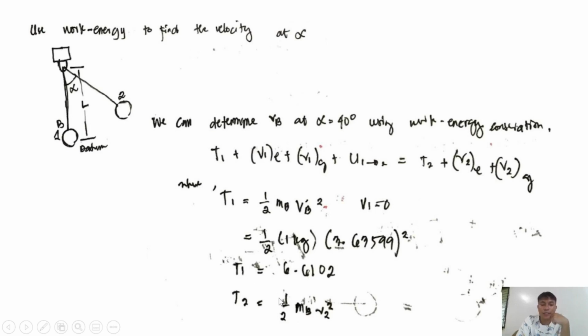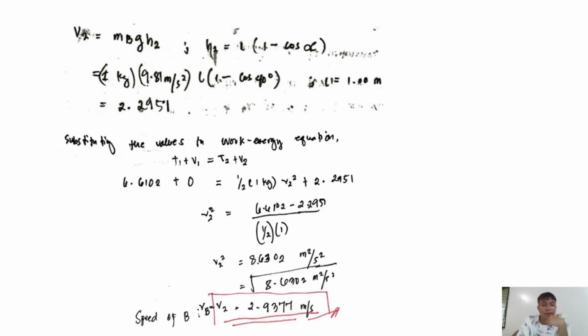Then what is our point 2? T2 is equal to 1/2 mb V2 squared. Well, V2 is just equal to mb gravity times the height, which is 1 times 1, this is not 1, but this is actually L, so 1 minus cos alpha. 1 kilogram multiplied by 9.81 meter per second squared, then multiplied by the height, which is L times 1 minus cos 40 degrees. Well, L is equal to 1 meter. So our V2 is 2.2951.